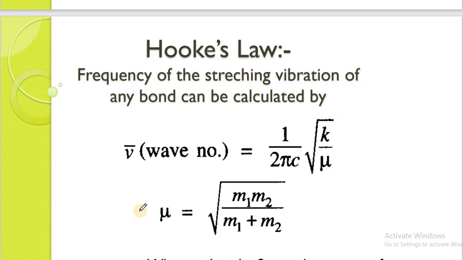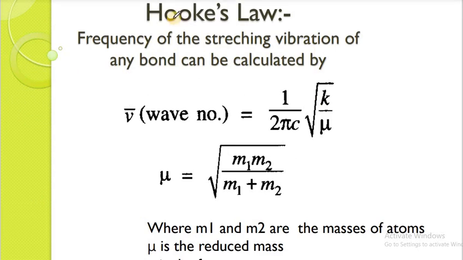So the stretching or vibration frequencies are mainly calculated by a law, that is Hooke's law. Hooke's law is used for the calculation of the stretching vibrations of molecules. That is, the frequency of the stretching vibration of any bond can be calculated by using Hooke's law. According to this law, wave number is equal to 1 over 2 pi c under root k over mu, where the different terms used have different meanings.